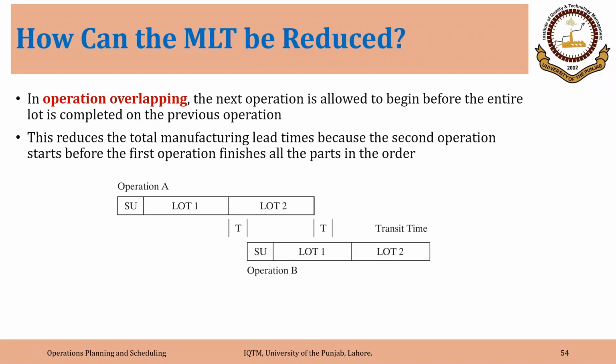One of them is operation overlapping. In operation overlapping, the next operation is allowed to begin before the entire lot is completed on the previous operation. This reduces the total manufacturing lead time because the second operation starts before the first operation finishes all the parts in the order. There are two terms that we will introduce again in the next lecture: the production lot or production batch, and the transfer batch.